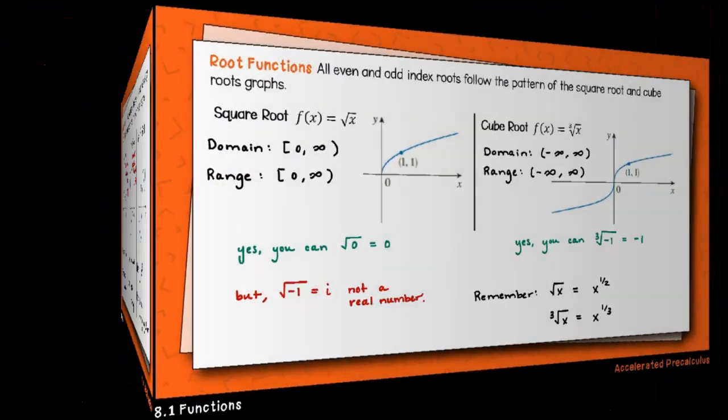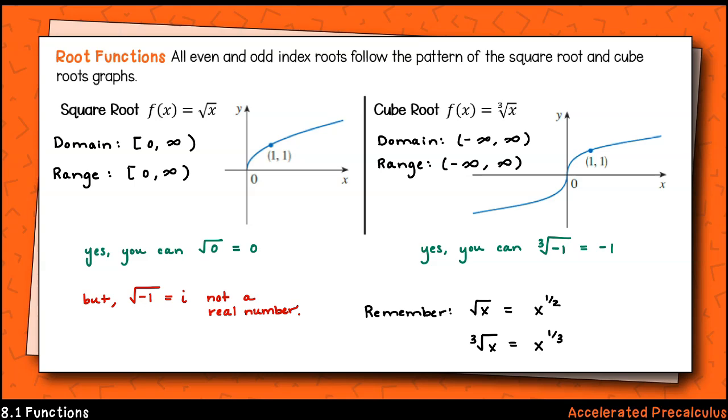We'll take a quick look at radical functions as well, specifically the square root function, which has an index of 2, and the cube root function, which has the odd index of 3.